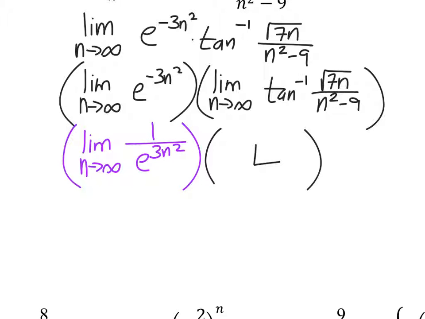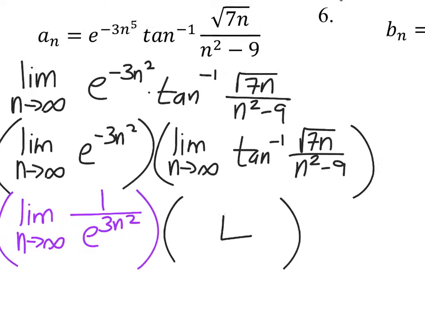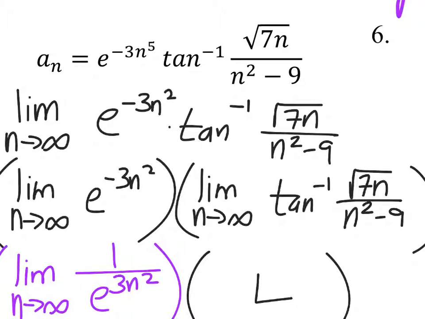Why is it 3n squared, not 3? Oh, I don't know.